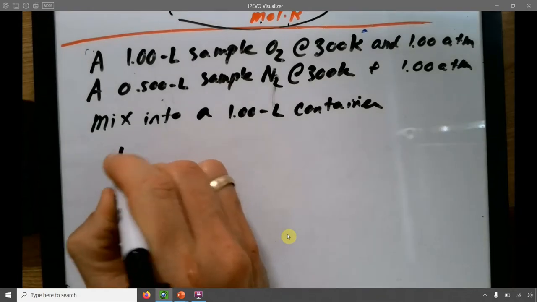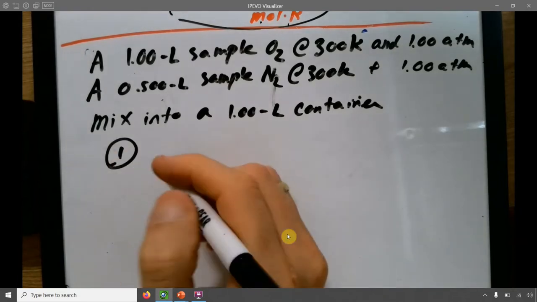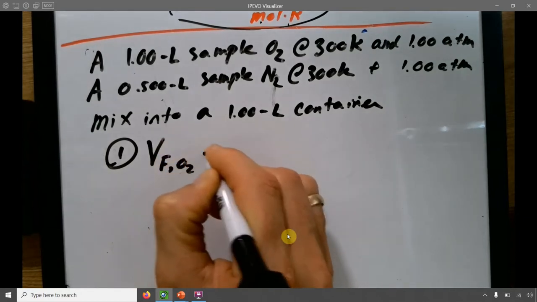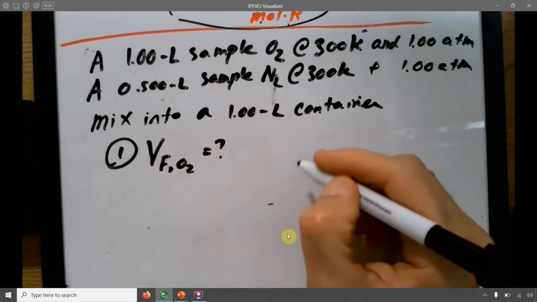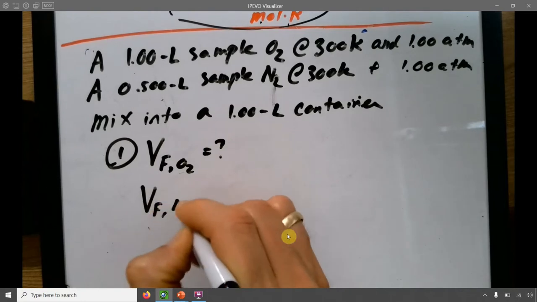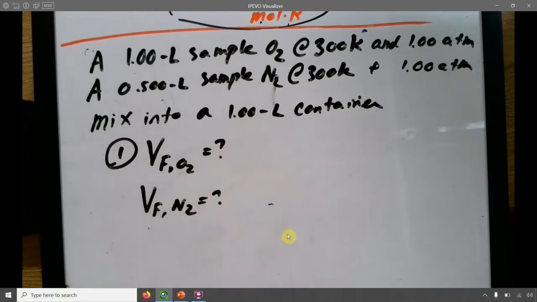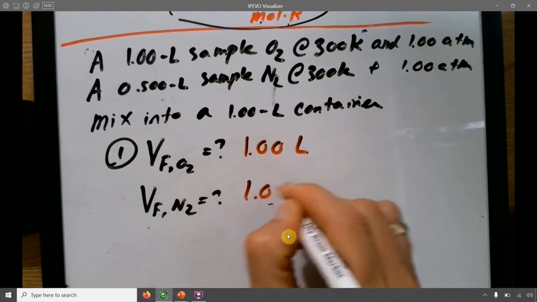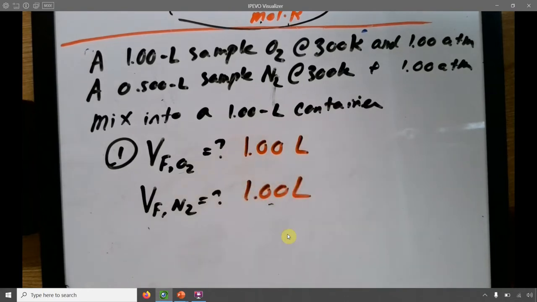1, what's the final volume of oxygen? What's the final volume of nitrogen? Before I even go on, they don't care about one another. They don't see one another. Gases expand to fill the volume of the containers they're in. So it is 1 liter. They're both in a 1 liter container. They don't care. They're both 1 liter. Great, that was simple.